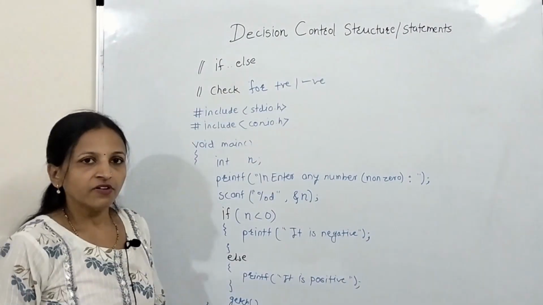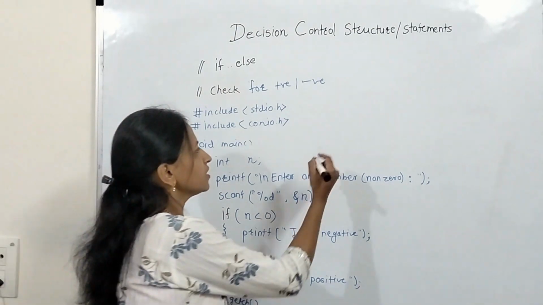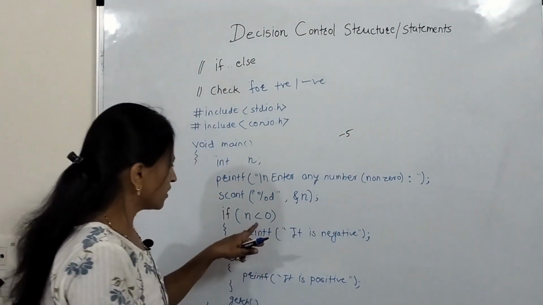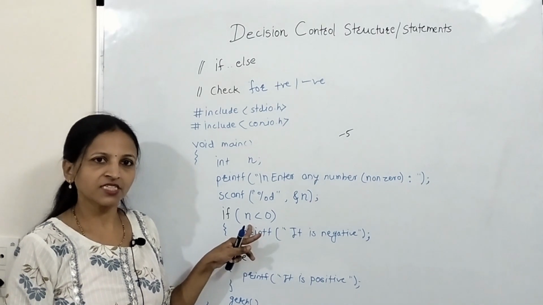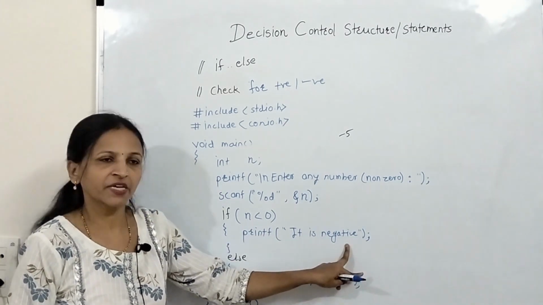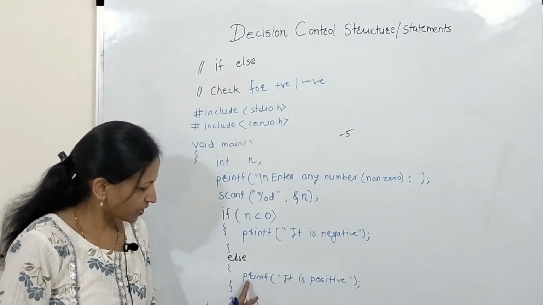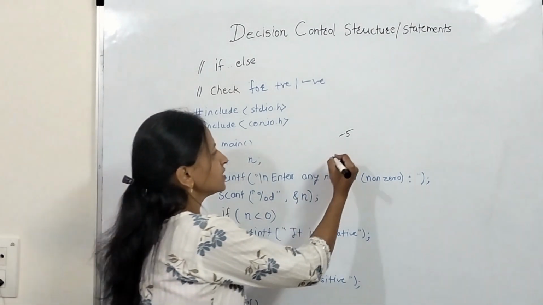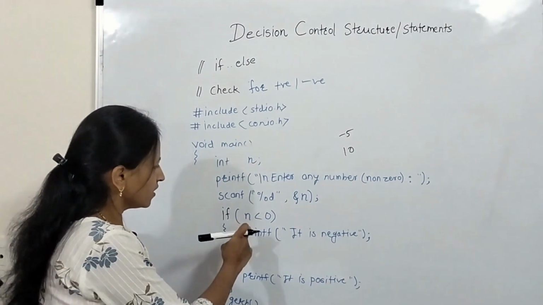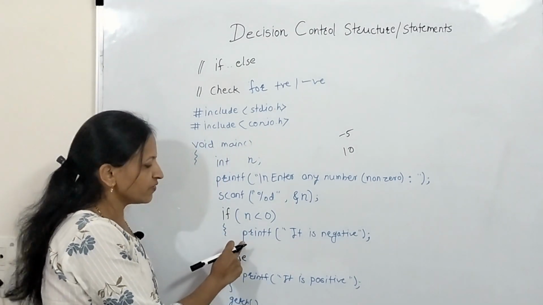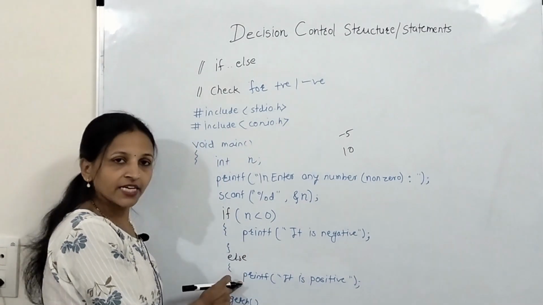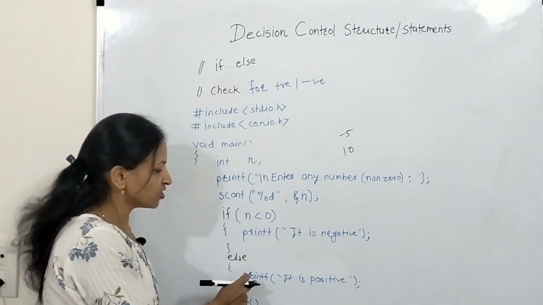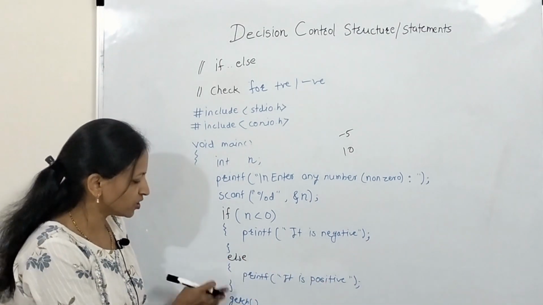Now see how it will work. Suppose the user has entered any number as -5, then it will come here. We'll check whether -5 is less than 0. Yes, it is true. It will directly display it is negative. We'll skip the remaining else part and come directly here. If the user has entered, suppose, 10, then this condition will become false. Control will not go inside the if block. Control will directly go inside the else block and it will display it is positive and stop.